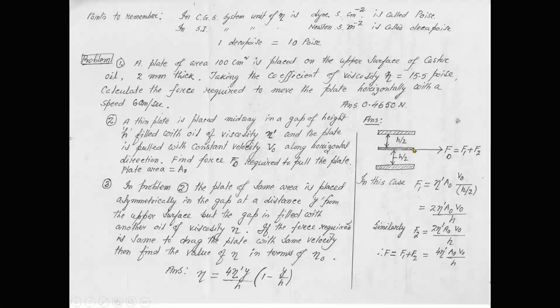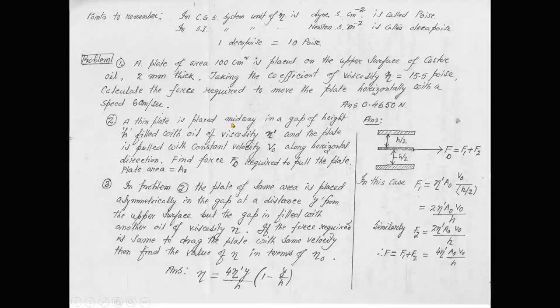to pull this plate along this direction, two forces will be necessary. One due to viscosity of this fluid, and other due to viscosity of this fluid. One due to viscosity of the fluid which is here, and other force is due to viscosity of the fluid which is here. We say the total force F naught is equal to F1 plus F2, where F1 is equal to force due to viscosity of the upper half, and F2 is the force due to viscosity of the lower half.